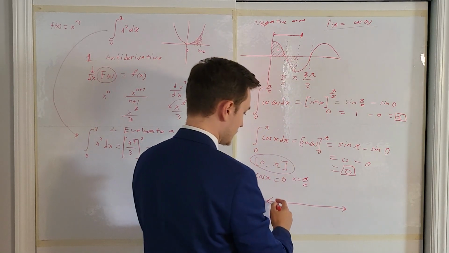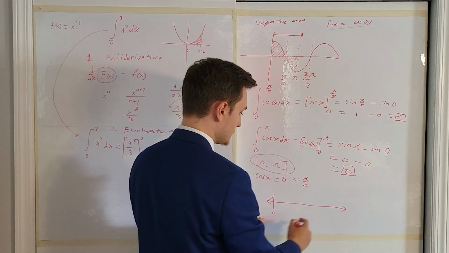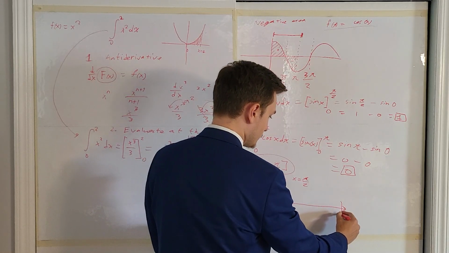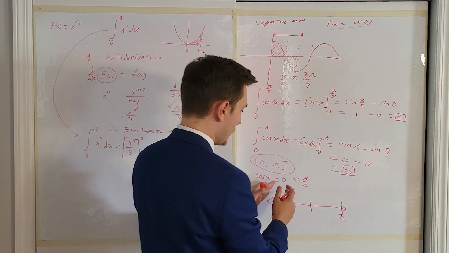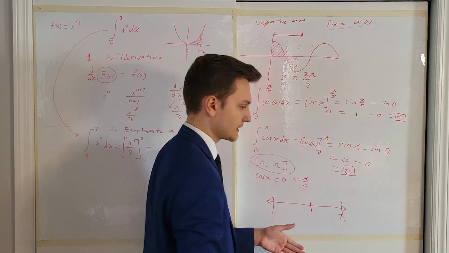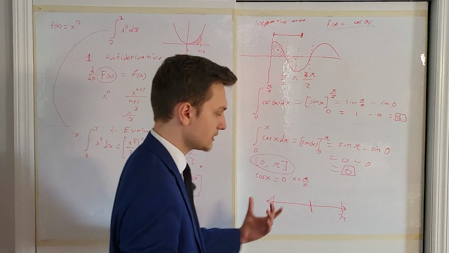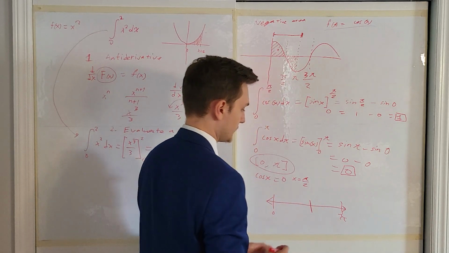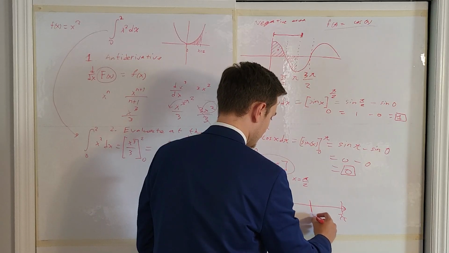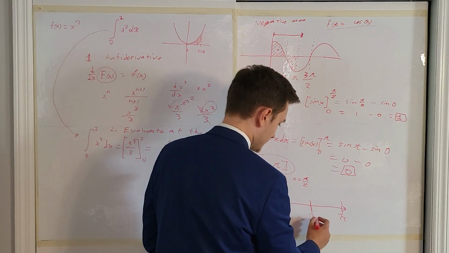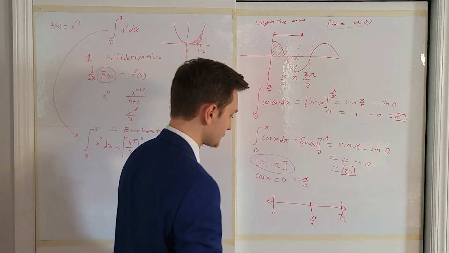On the left of our number line, we draw our lower bound 0. On the right of our number line, we draw our upper bound pi. And in the middle of our number line, we draw where we cross the x-axis. If you cross the x-axis more than once, you're going to draw more than one line. You're going to divide it into thirds instead of halves. So we're going to put where we cross the x-axis, pi over 2.